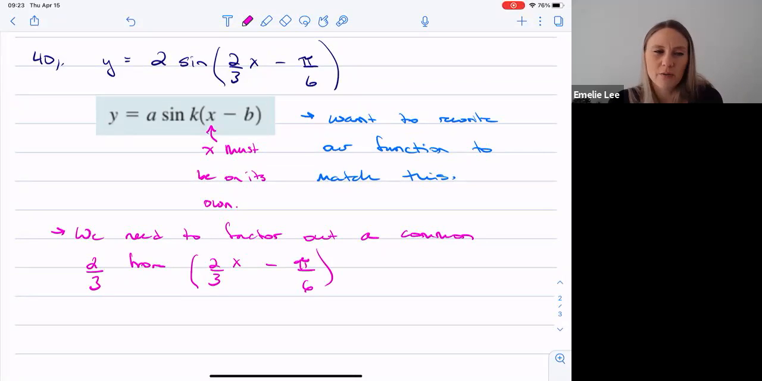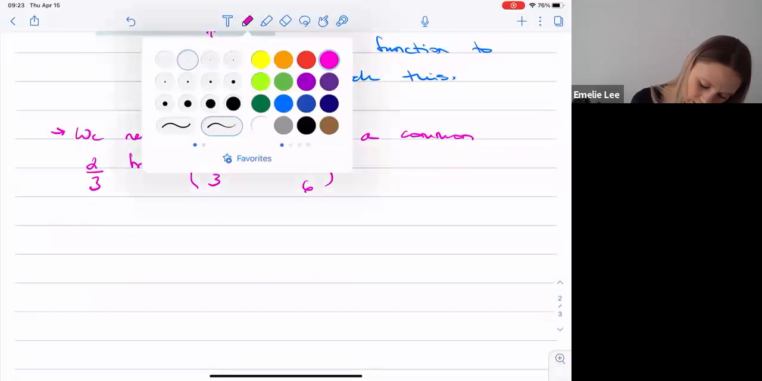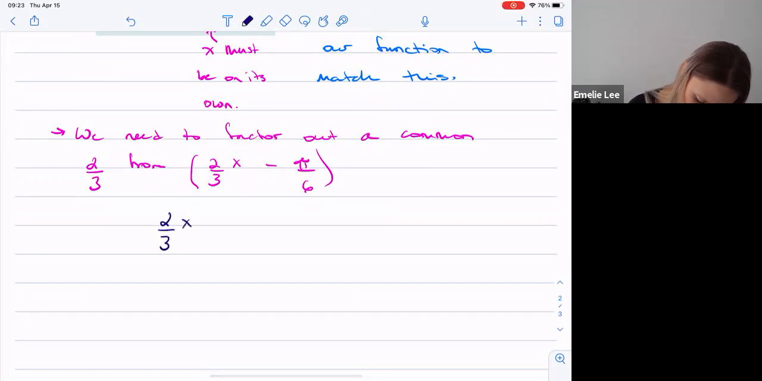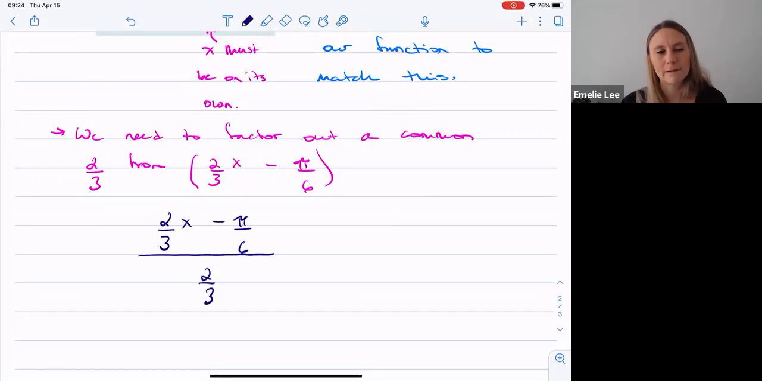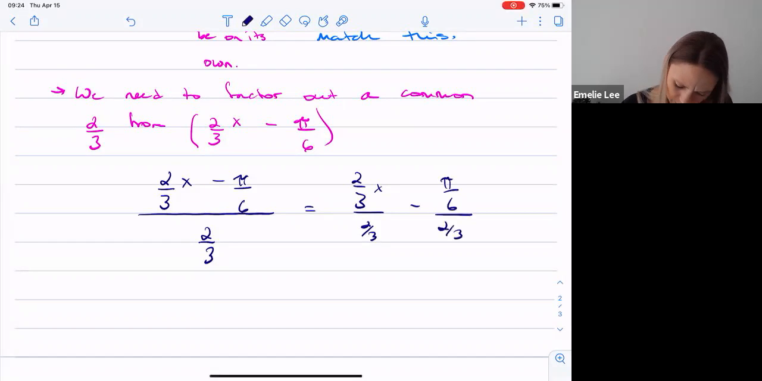Okay, so factoring it out from the 2 over 3 is fine, but then we need to think about, okay, well, what happens with the pi over 6? What I want to do is I want to divide out 2 over 3. So what this looks like is I get 2 over 3x minus pi over 6, and I want to divide it by 2 over 3. I can split this up. This is the same as 2 over 3x divided by 2 over 3 minus pi over 6 divided by 2 over 3. I've written them with the slashes instead of the straight bar, but that's just to save space, and maybe I shouldn't do that. Maybe that's lazy.